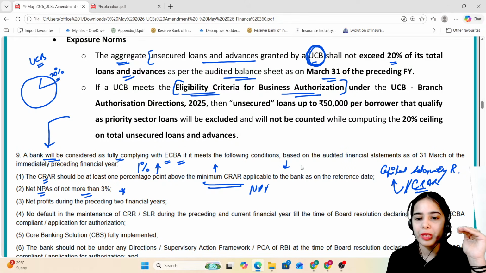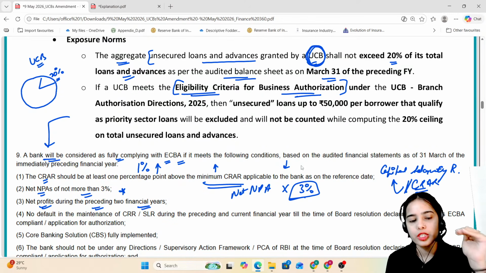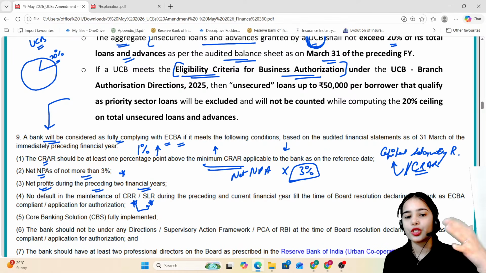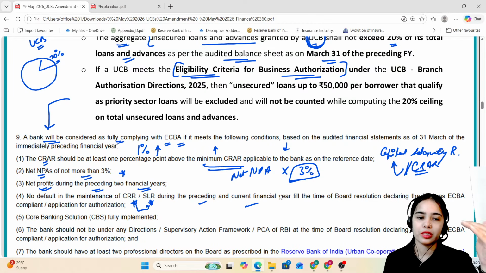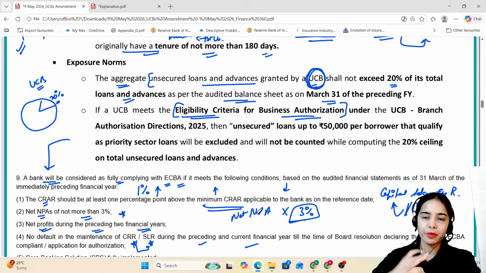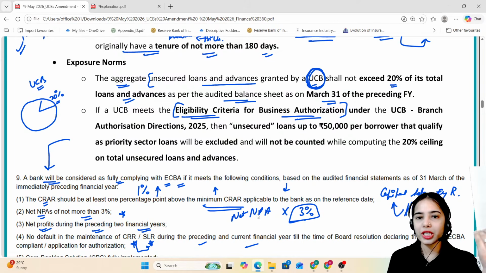So net non-performing assets should not be more than 3%. Okay, there should be net profit during the preceding 2 financial years. No default in the maintenance of CRR, that is the cash reserve ratio, and SLR, that is the statutory liquidity ratio. So the ratios should be maintained in the preceding and the current financial year. Core banking solution fully implemented and such. So this is a healthy urban cooperative bank, maintaining CRAR 1% higher than the minimum, having net profit in the previous 2 financial years, and net NPAs not more than 3%.